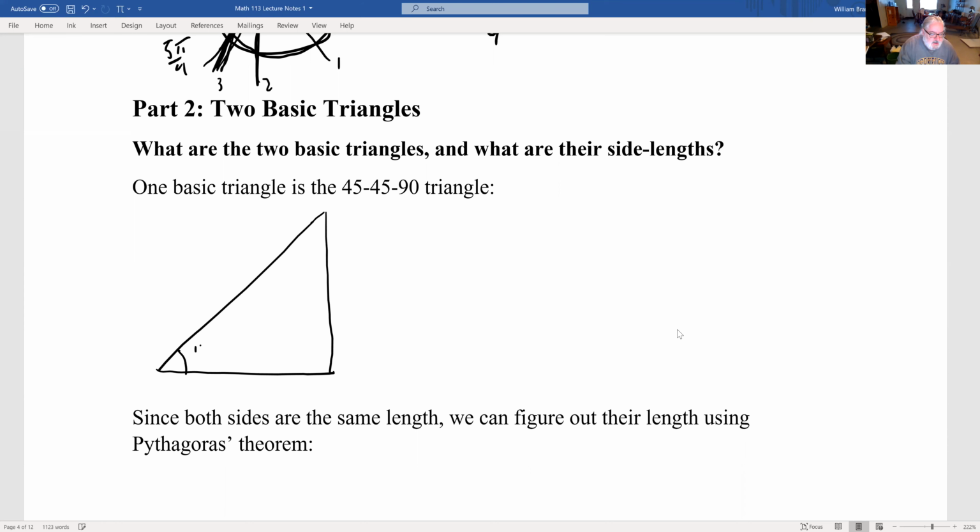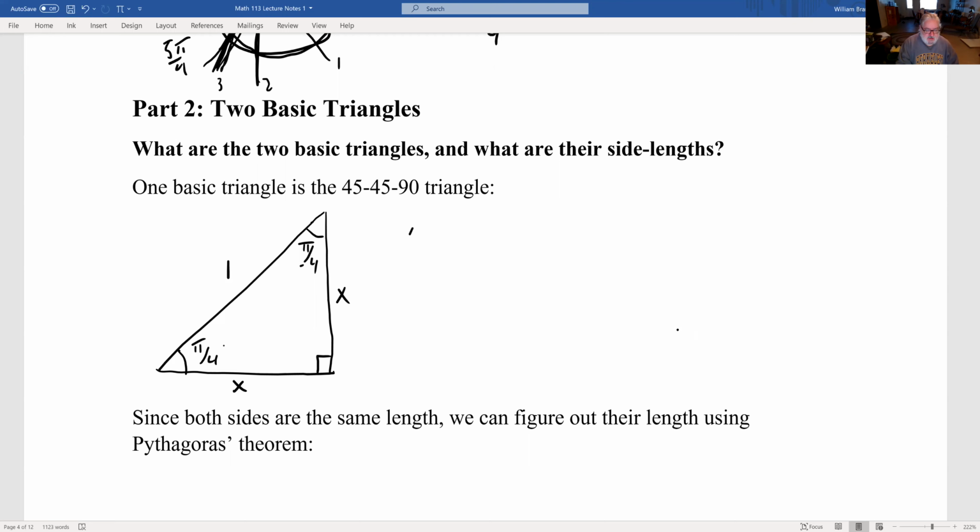So if this is 45, remember in radians, 45 degrees is pi over 4. And that's a right angle. Same angle means that the sides are the same length. I'll call that x. And we'll make the hypotenuse 1. Okay, so what's x then?